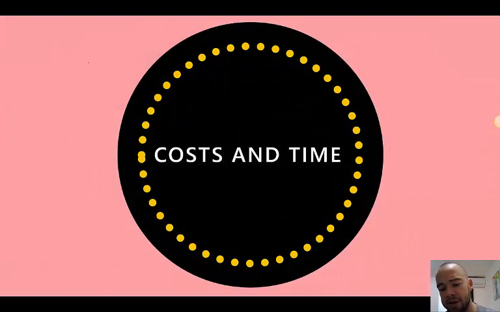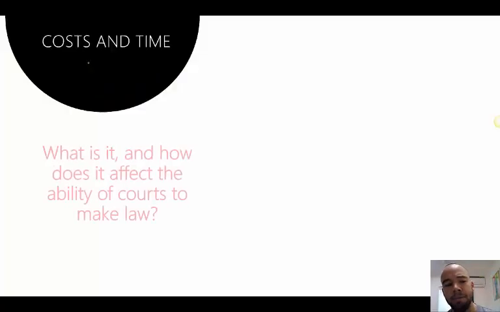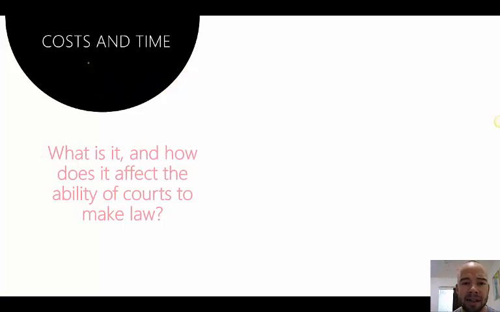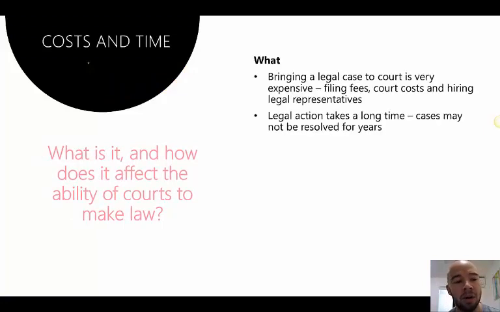Then you have costs and time. Now we're strictly really getting into limiters here. How does this affect, or what is it? Well, this is the stuff we've been talking about since right back in criminal and civil law. Bringing a legal case is incredibly expensive. We know filing fees, court costs, legal representatives in particular, and the costs of a solicitor to look at documents and a barrister per hour or per day in court. And it takes a long time. Cases might not be resolved for years.